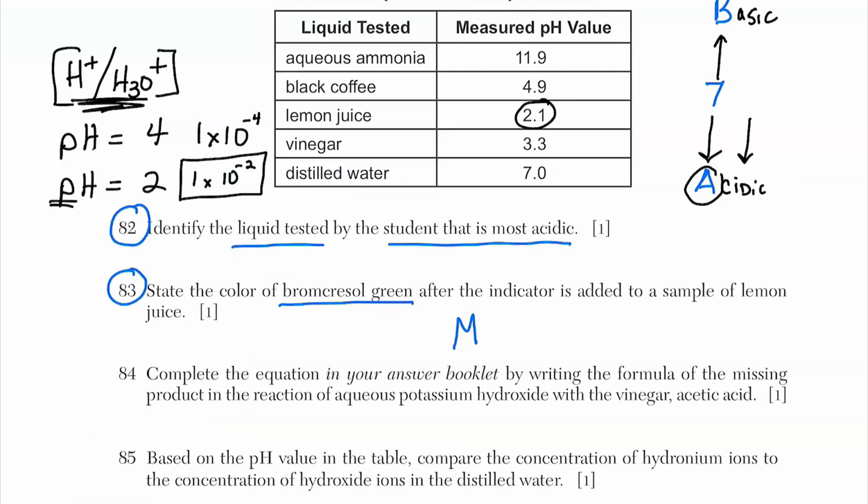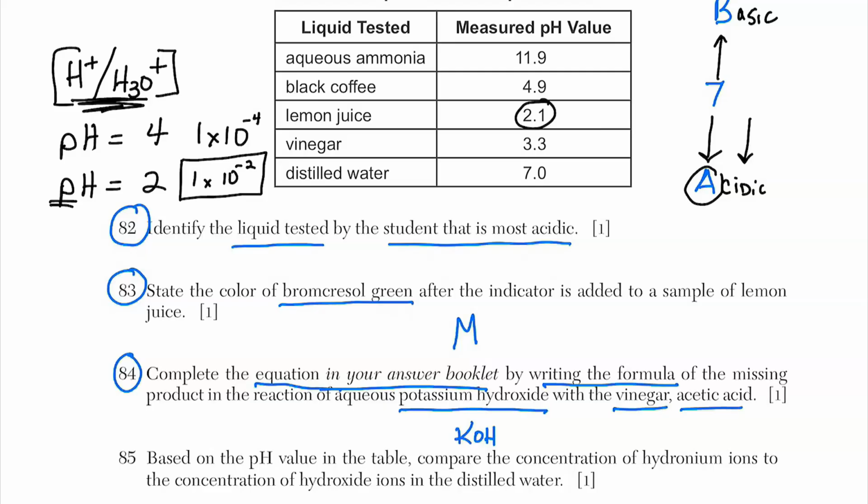On to number 84. Number 84 says complete the equation in your answer booklet by writing the formula of the missing product in the reaction of aqueous potassium hydroxide with vinegar, acetic acid. Understand potassium hydroxide is KOH. It's listed in the base table, Table L. And notice vinegar or acetic acid is listed in Table K as an acid. So we've got ourselves an acid and a base reacting to each other.